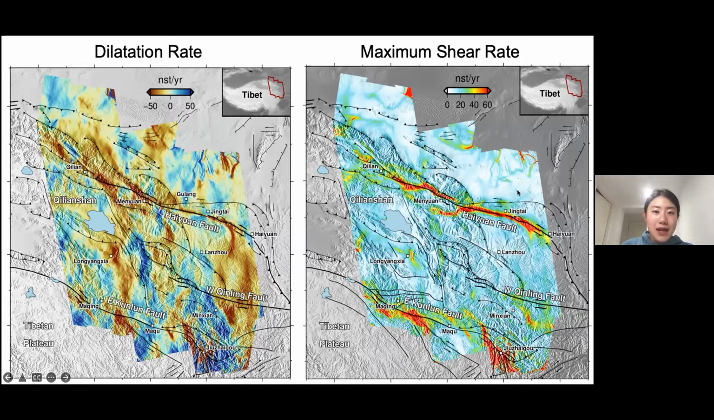So for the maximum shear rate, we can see this strike slip motion along the Haiyuan fault dies out as we go into the Qilianshan, where the strike slip motion transitions into thrusting. And that's where we have strong contraction and dilatation. In addition, we can also see focused strain at fault junctions. And these are contractional signals because they are negative dilatation. And this is suggesting volumetric changes at the junctions.